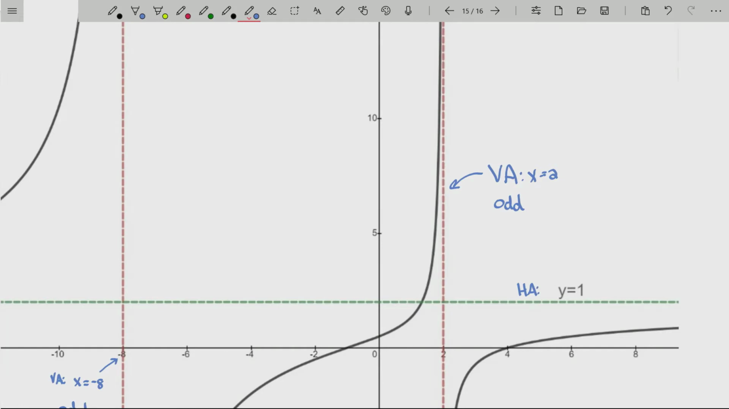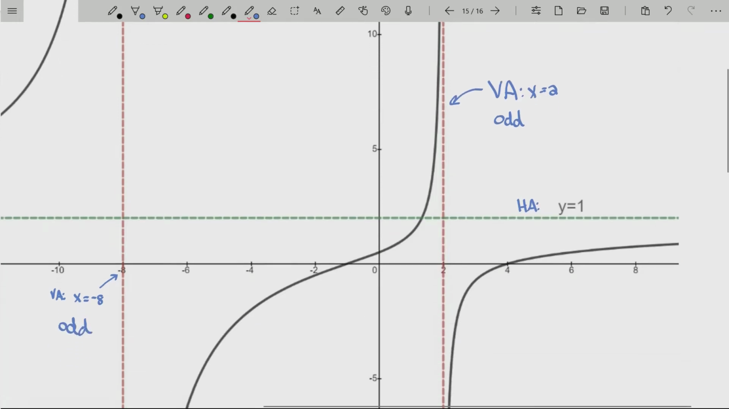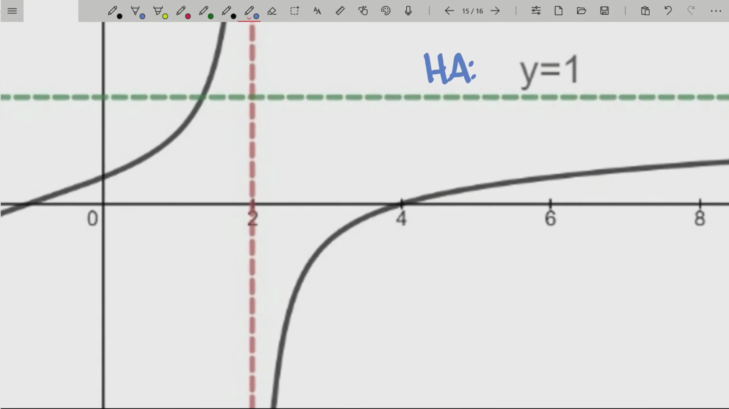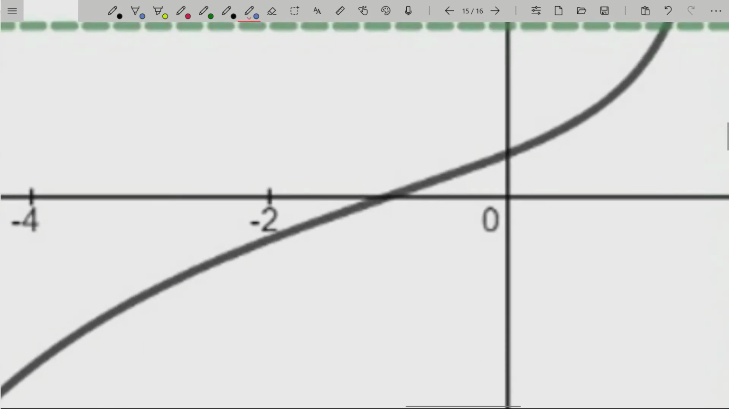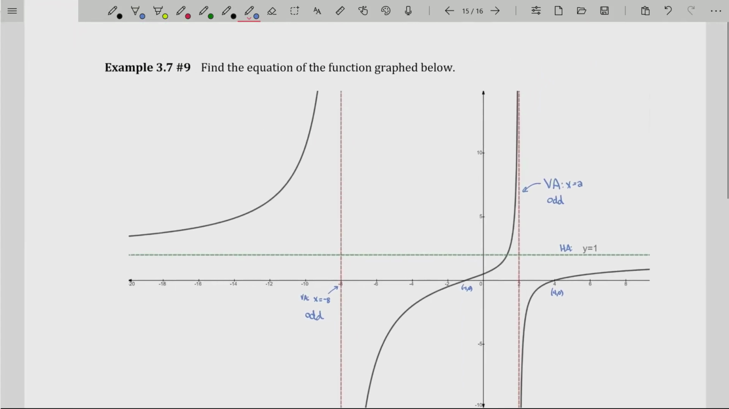The fact that you have a horizontal asymptote at y equals 1 means the degree of the numerator must be the same as the degree of the denominator, and the ratio of the lead coefficients must be 1. You also have an X-intercept at 4. So (4, 0) is an X-intercept. You have an X-intercept at what looks to be a -1. What else do we have? That's pretty much it. You might say, yeah, and I also have a positive Y-intercept. You do. But honestly, that's a little less important. What is most important is the stuff that I've listed out here.